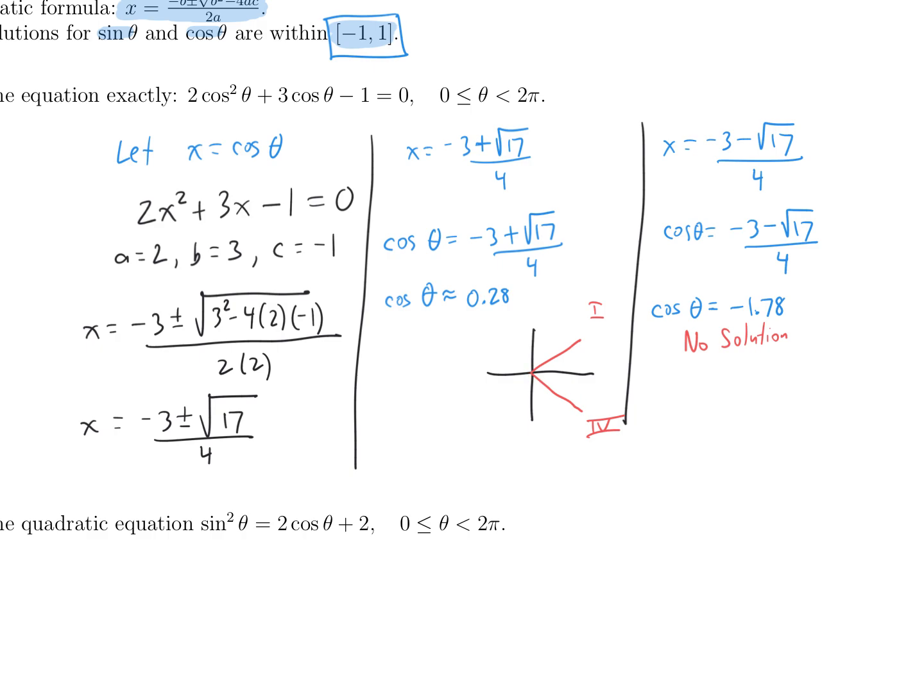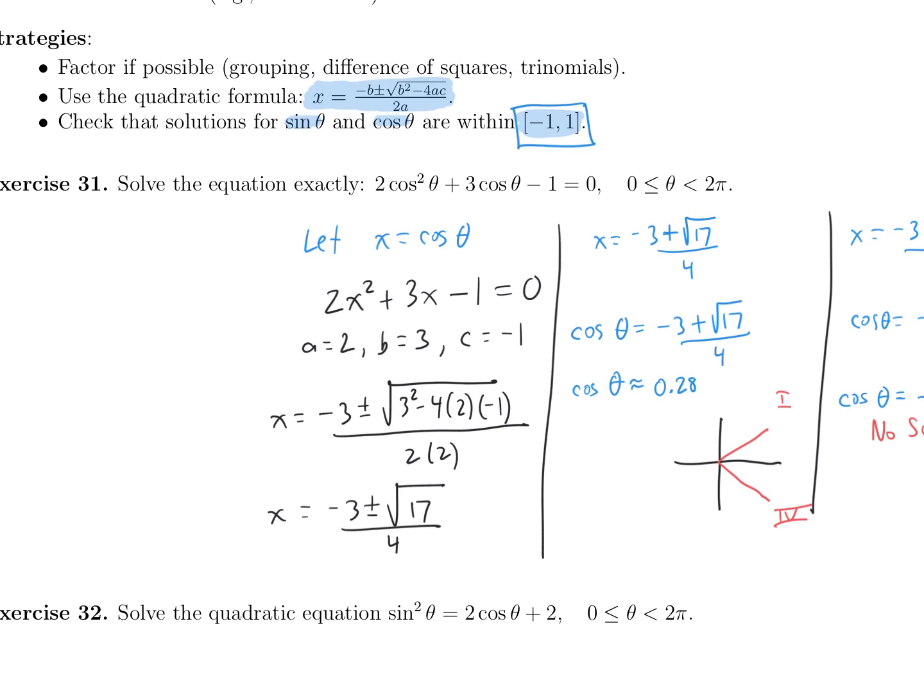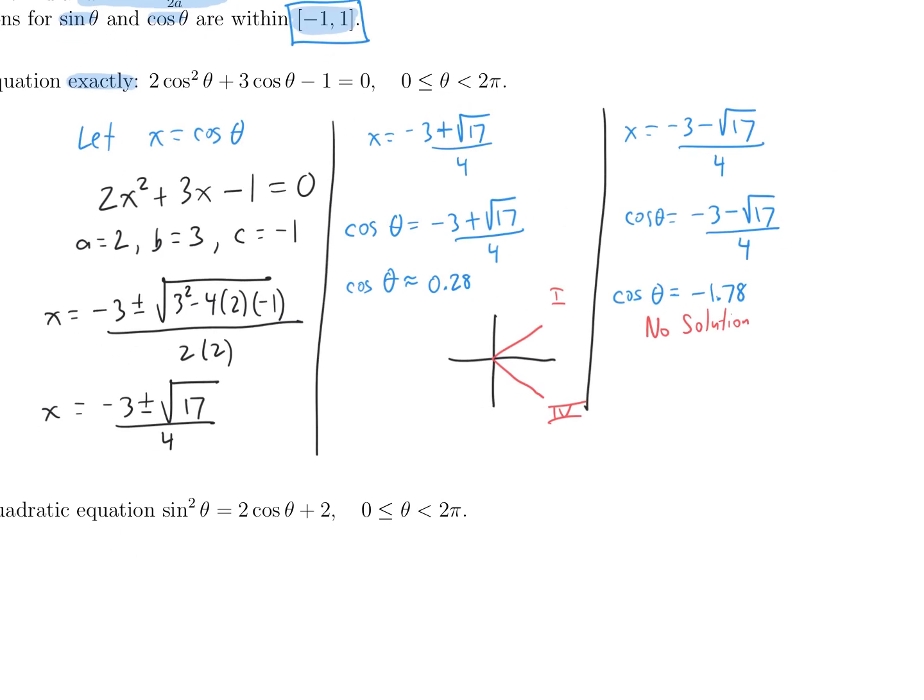But look at the equation. They don't want approximations. What they say in the problem is they want the exact solutions. Exactly means you're not supposed to use your calculator. So the only reason I used my calculator was just to determine if this was in my range for cosine, and it turned out that this one was not and this one was. But now we can find the exact values.